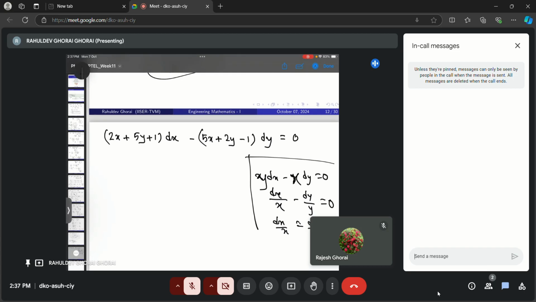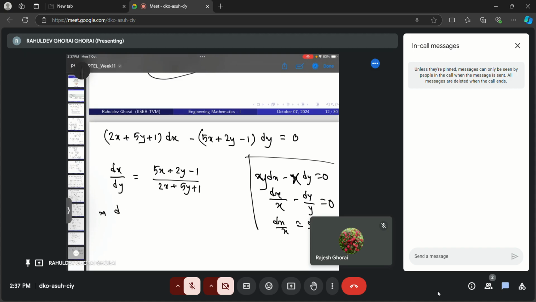So what you have to do is solve it in such a way that this becomes much easier. So dx over dy is what you get: (5x plus 2y minus 1) over (2x plus 5y plus 1).